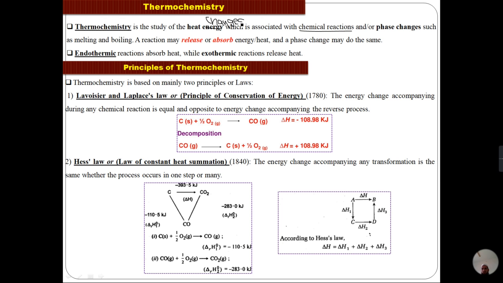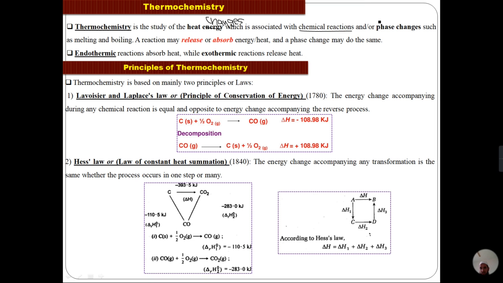So any chemical reaction in which we have reactants and products. During the reaction of reactants and the formation of products, there are always heat changes. Means heat is either absorbed or heat is evolved. So all this study which deals with these heat changes, that's called thermochemistry, number one.